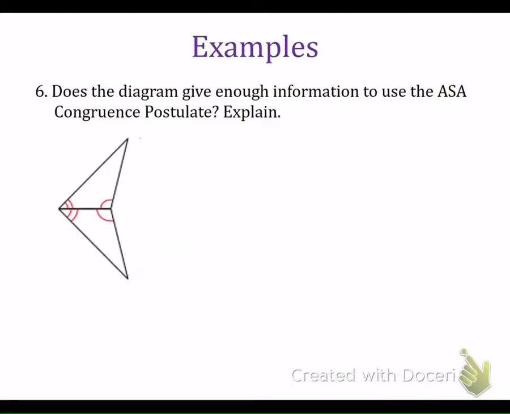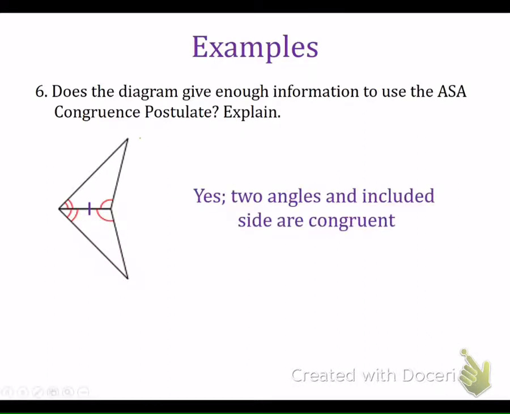All right, number 6, same question. Does angle side angle work? No. What if I add that mark? Does that change your answer? Yeah, remember if it's the same segment in both triangles, you can mark it as being congruent to itself. Now we have angle, side, angle. So this would be a yes. It's the two angles and the included side.